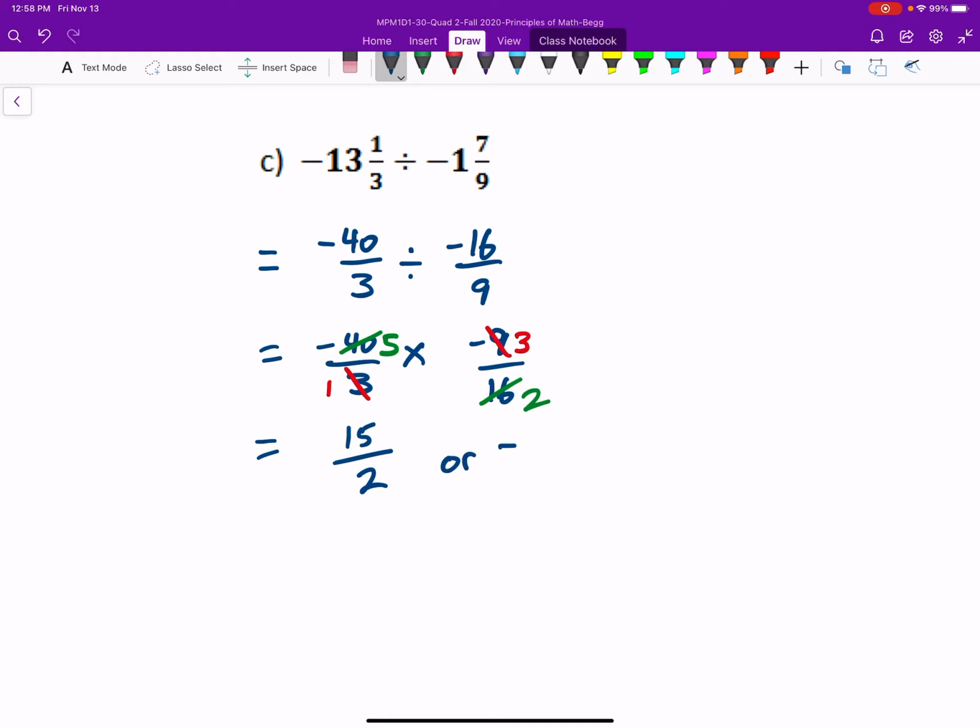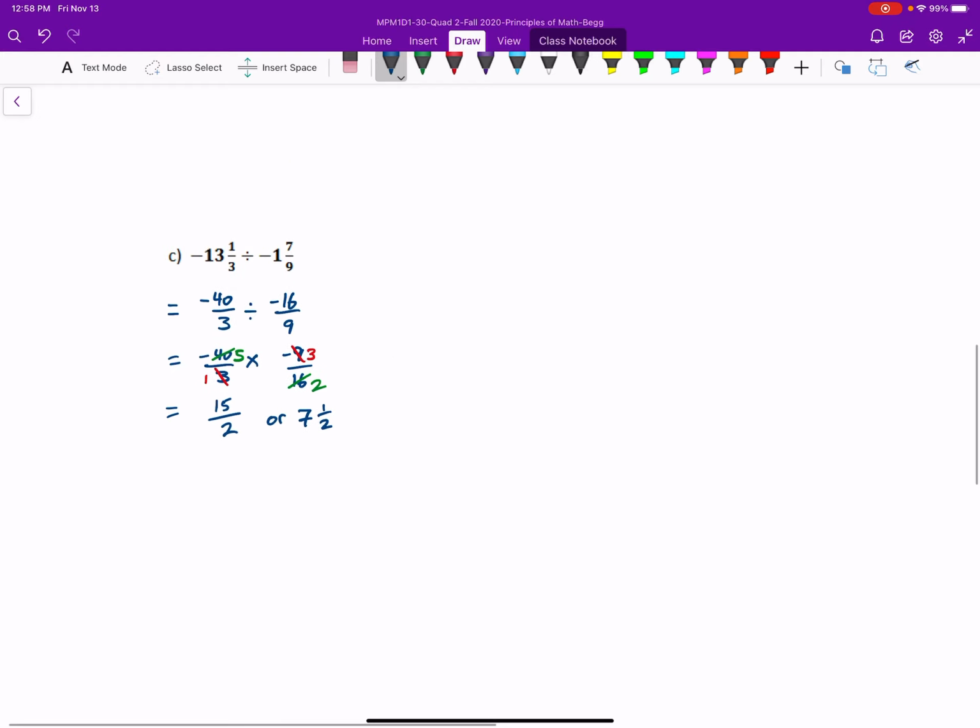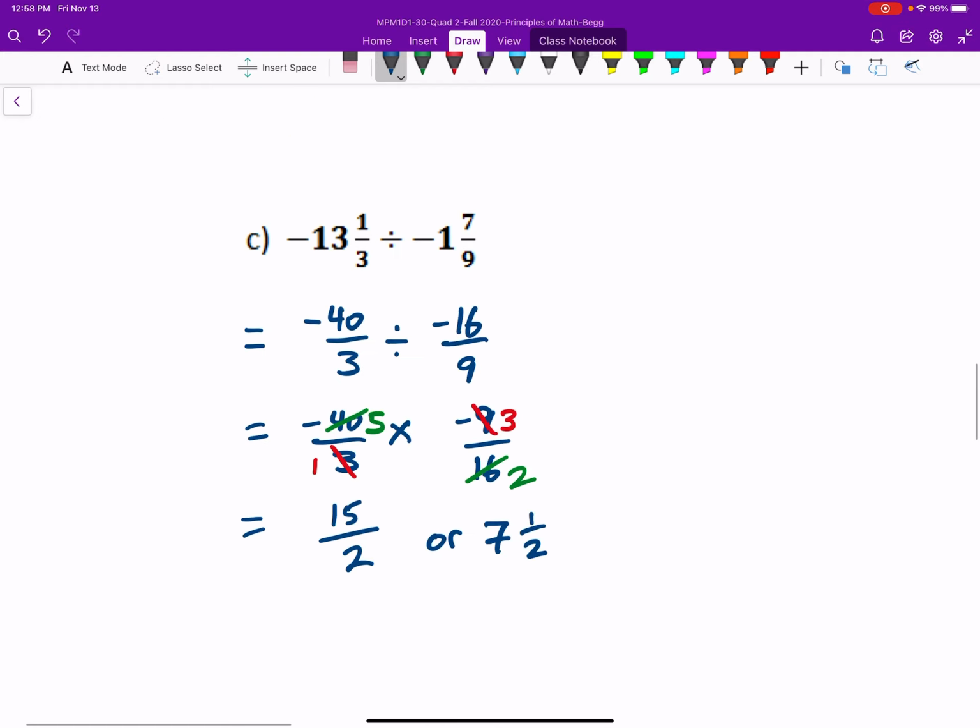2 goes into 15 7 times with 1 left over, so I could rewrite that as 7 1/2. And that is the end of that. Just a few extra things for us to look at. So try the practice questions, see how you do.